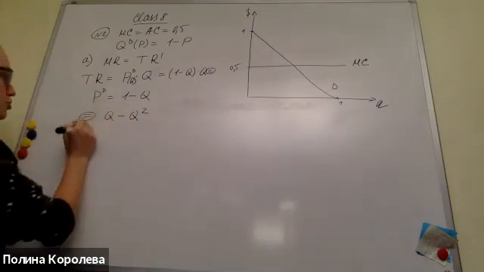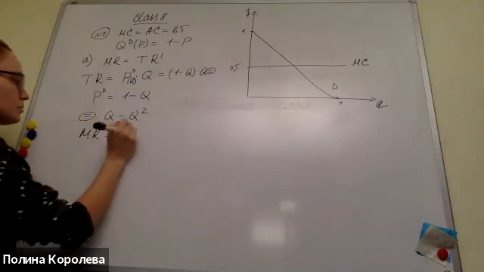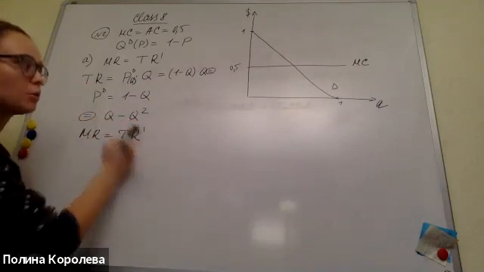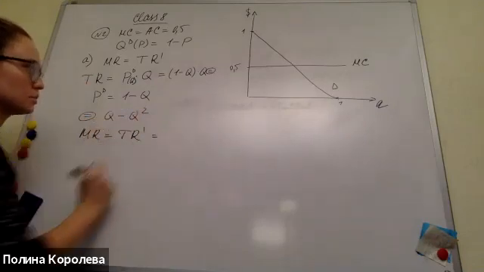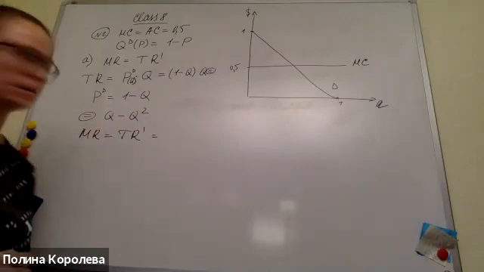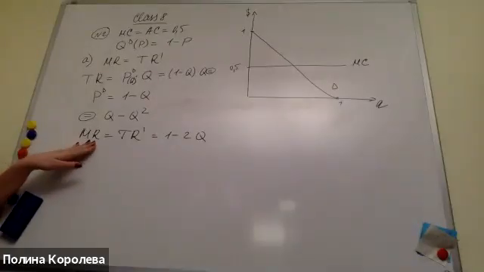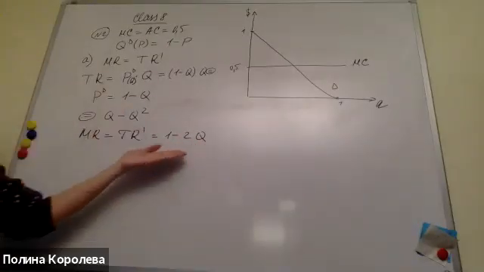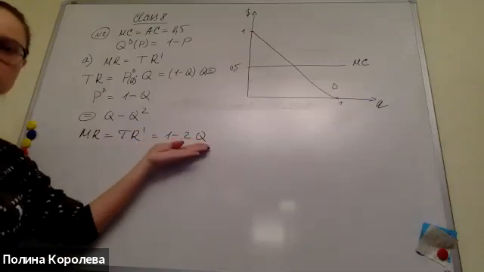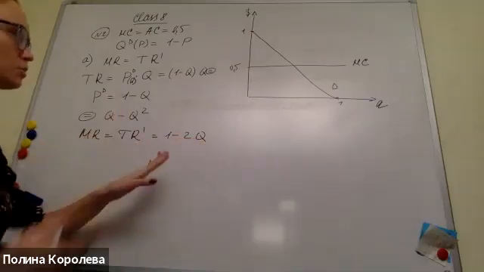Then marginal revenue. Marginal revenue is the derivative of total revenue with respect to quantity. So this will be how much? Please tell me. It should be 1 minus 2Q. Yes, take the derivative of total revenue: 1 minus 2Q. And we should draw this line. Marginal revenue equals 1 minus 2Q. Also a linear function with negative slope, and by 2 dots.